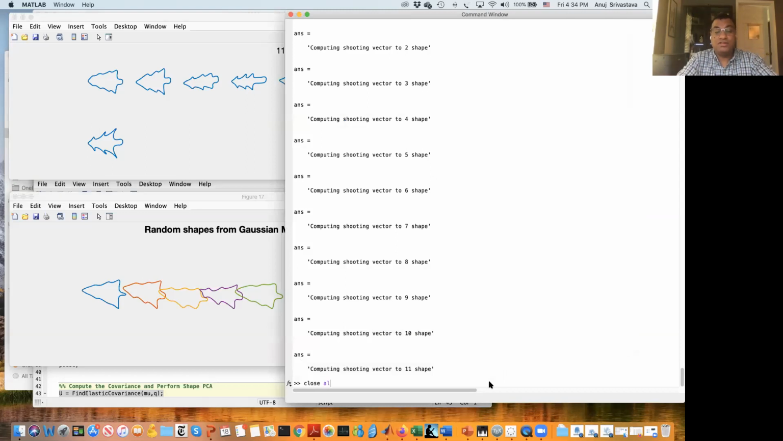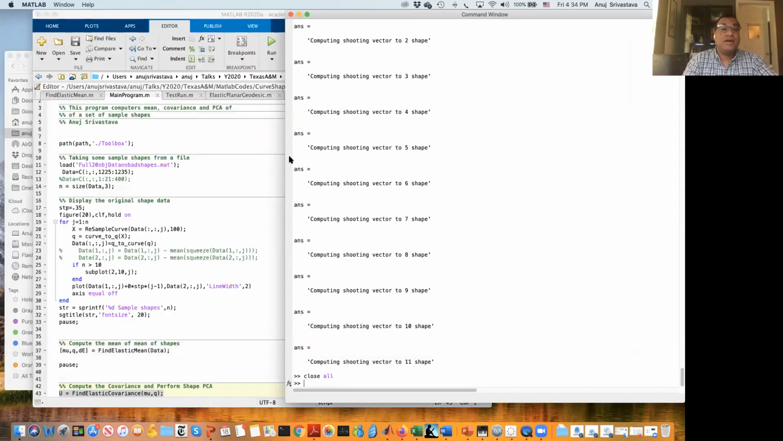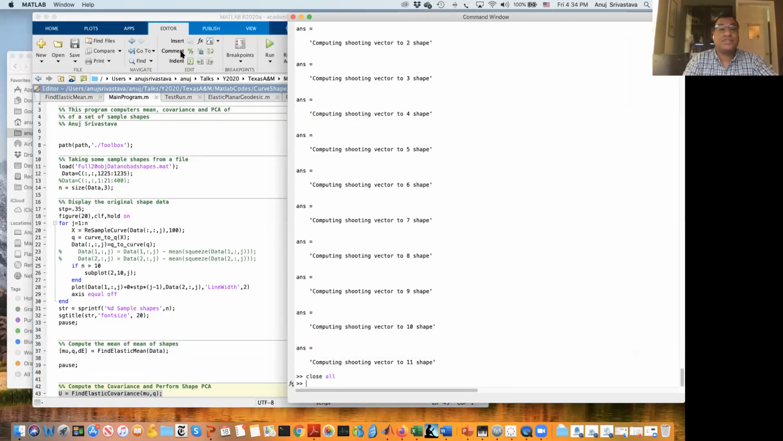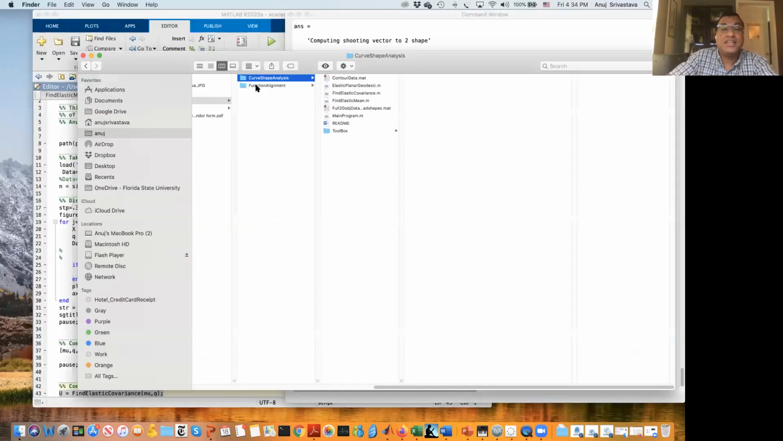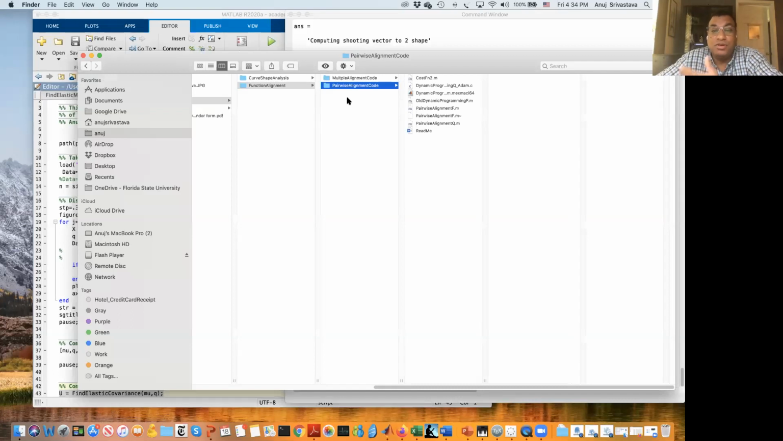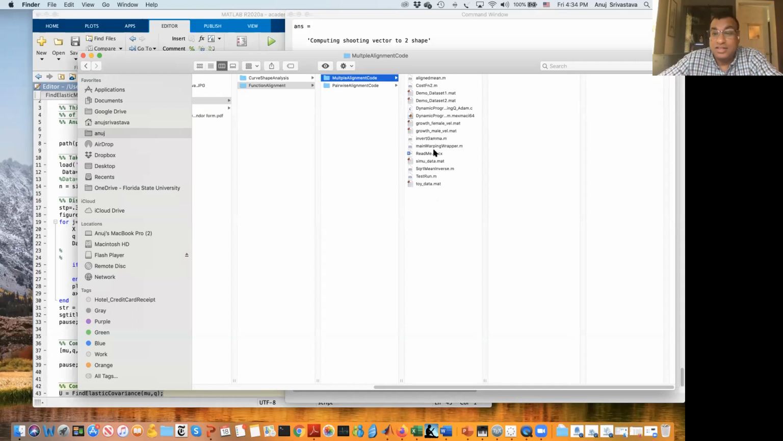Let me close all the windows. So, getting back to the set of codes that I provided: for functional alignment, I give you pairwise functional alignment, how to align two functions, or multiple functional alignment. Give me n functions, and it aligns them, and I give you some data sets to play along with. There are README files in each directory.